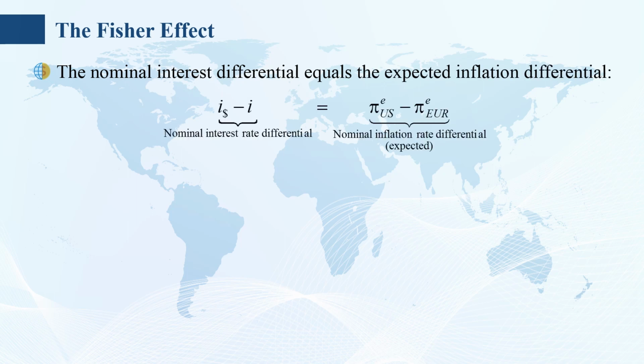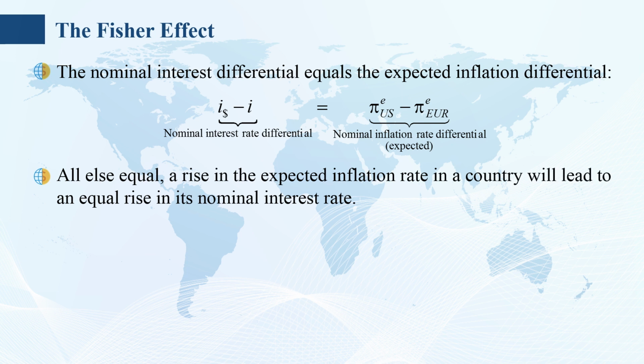Because the left sides of the previous two equations are equal, the right sides must also be equal. Thus, the nominal interest rate differential equals the expected inflation differential. All else equal, a rise in the expected inflation rate in a country will lead to an equal rise in its nominal interest rate. This result is known as the Fisher effect.